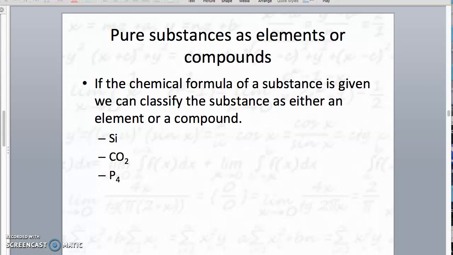Si is an element, CO2 is a compound, and P4 is an element. This one's tricky, but remember a compound is two or more elements combined in a fixed proportion, and P4 is just one element.